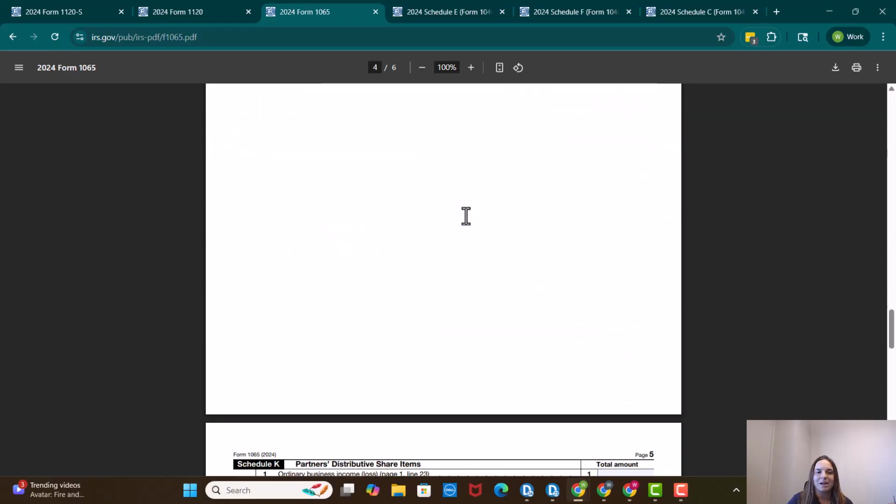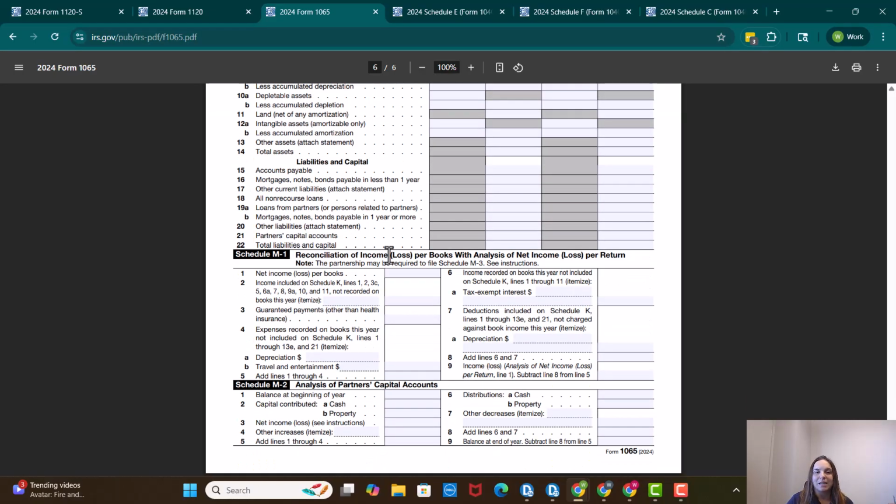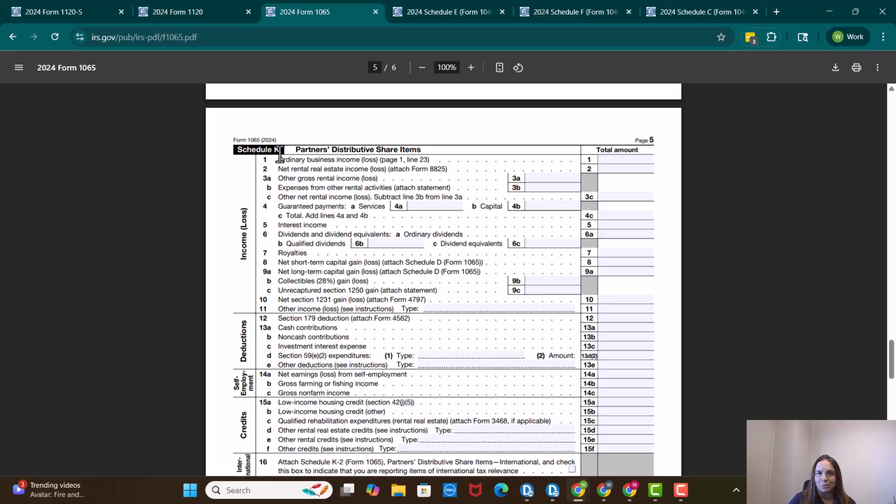We end up going down and we will have a balance sheet. We will have reconciliation of income or loss for the books, an analysis of partner capital accounts, all that good stuff. But what ends up happening is right here, the Schedule K. This on page 5 is for the whole entire partnership itself. But then we take the information here and we divvy it up to each partner. And each partner ends up receiving a Schedule K1. And that Schedule K1 is going to tell them what their share of different items from the partnership return are.